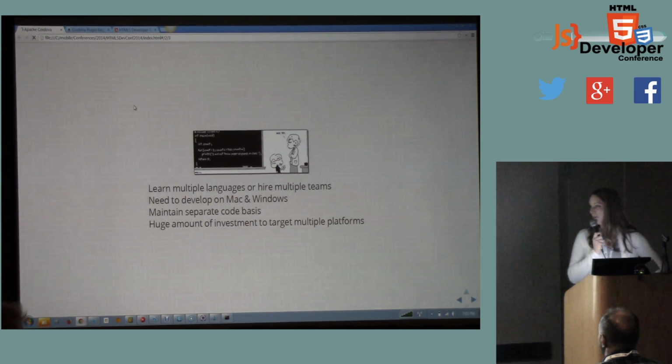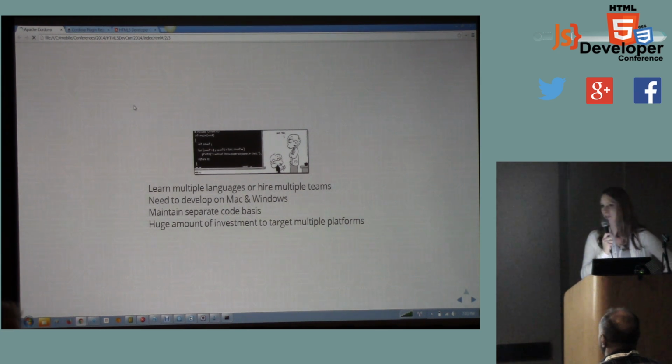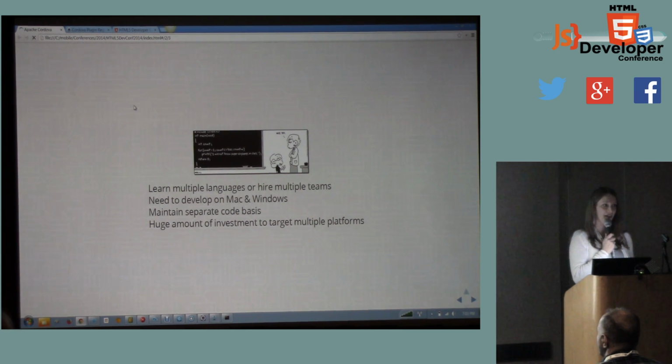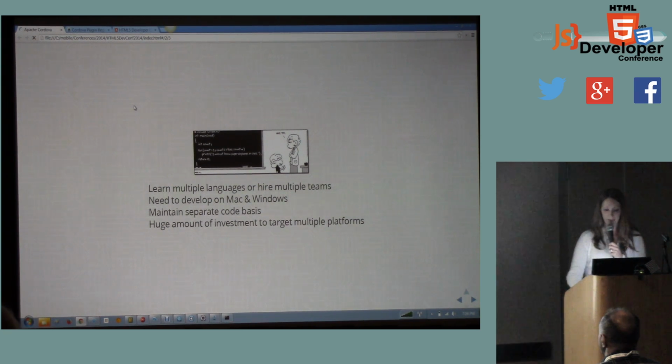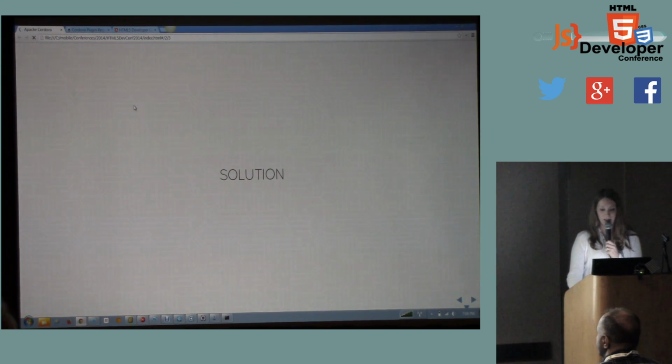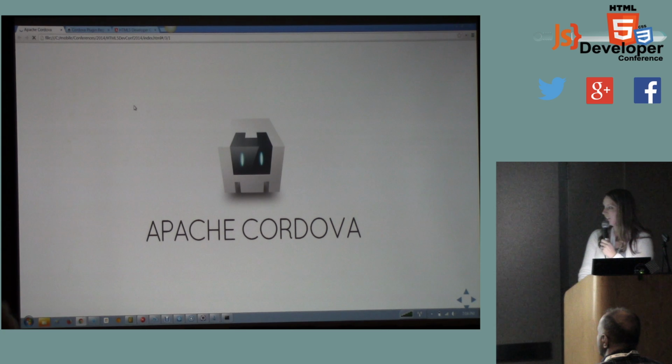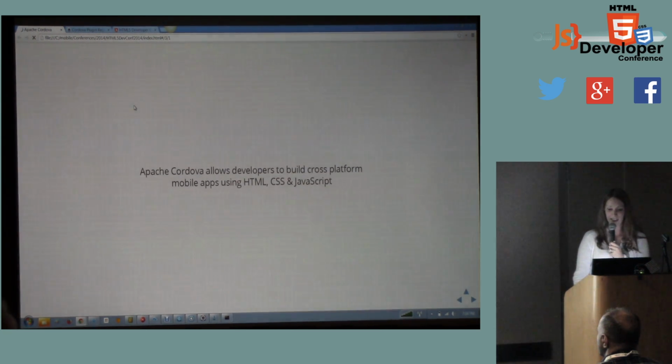Another problem is you have to maintain separate code bases. So if you're writing native, you have to have your Mac, and if you have a new feature that comes up that you have to integrate, you have to have it integrated in a bunch of different code streams. Whereas with Apache Cordova, you could have one code stream. So it's a huge amount of investment to target multiple platforms. What's the solution? Apache Cordova, yay!